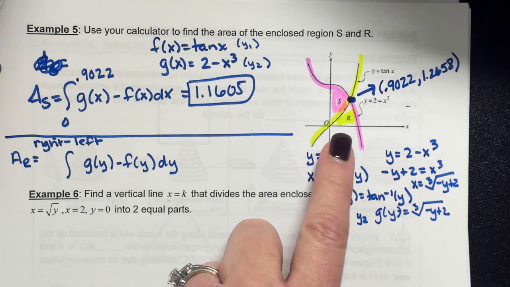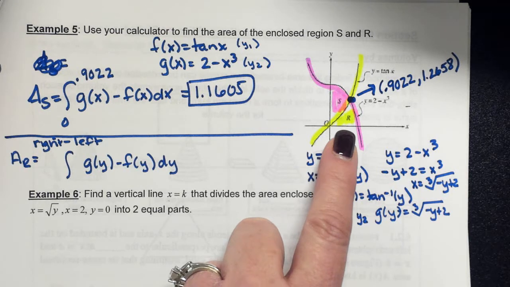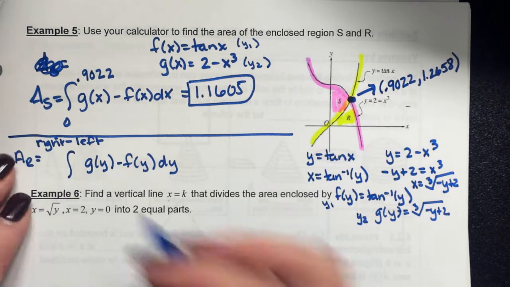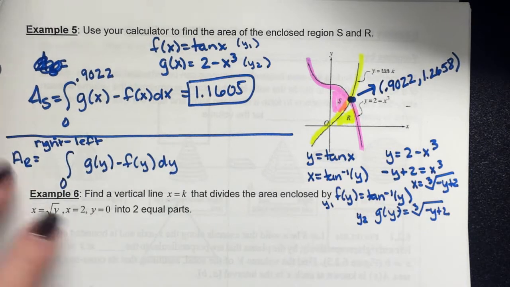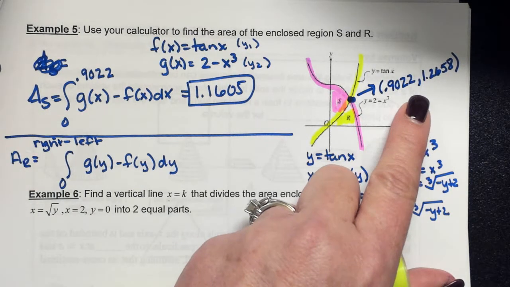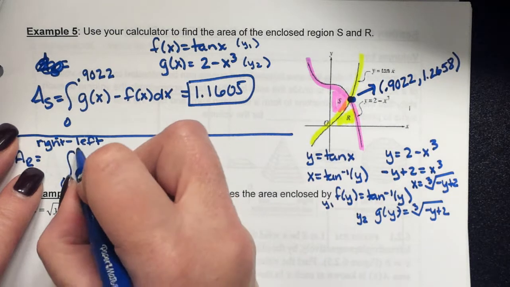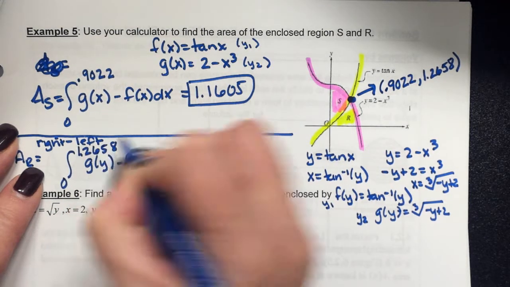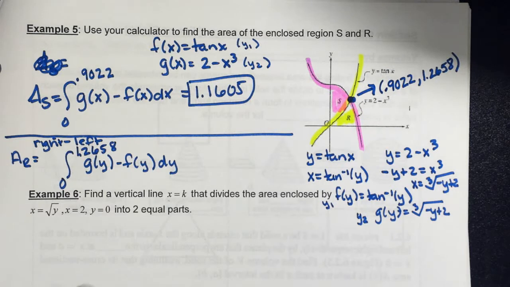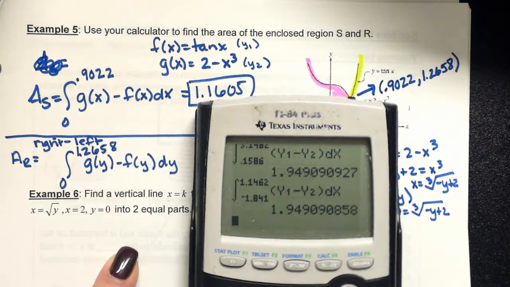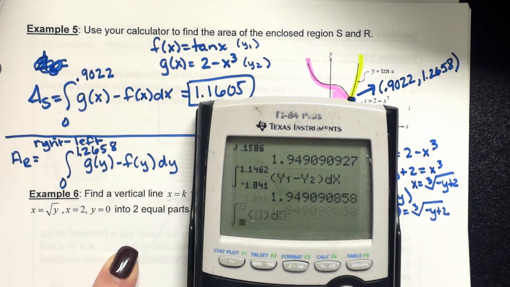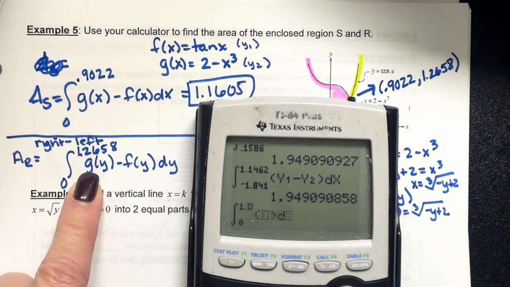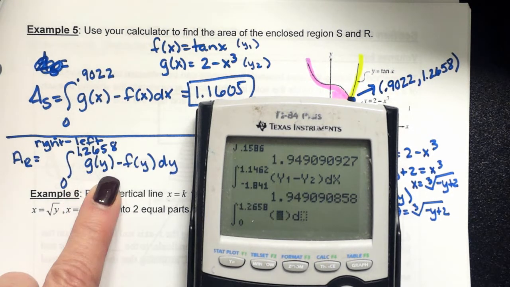Now remember, what's the lower bound going to be? The bounds now have to be in terms of y. What's the lower bound going to be? 0, because I'm bounded against that x-axis. What's the upper bound going to be? 1.2658. Again, remember, I've loaded my g of y under y2. So on my home screen, it's going to be lower bound 0 to 1.2658. It's going to be y2 minus y1.